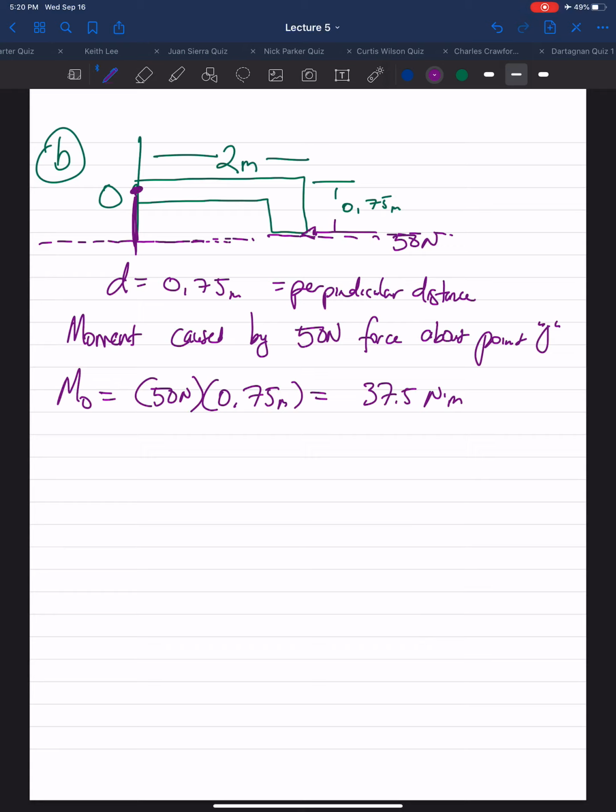Now we said we have to say which direction the rotation is being caused. With the force applied here at the bottom of this body, it's causing a rotation this way, which is clockwise. Let's do C.